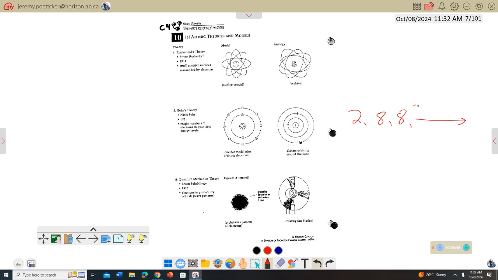We can say the first one, the next ones have 2. That takes us up to potassium and calcium. But really, beyond that, it becomes somewhat confusing, and so we usually just leave that alone. So 2, 8, 8, and then confusing and complex. And then we've got the quantum mechanical model with Schrodinger, and this is a very probabilistic model.